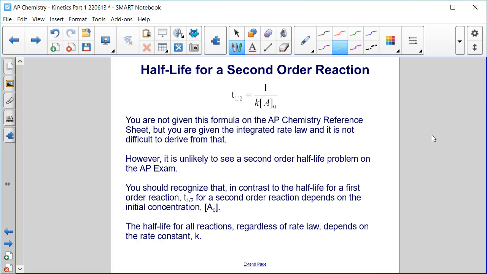and the derivation is not too difficult. It is, however, unlikely to see a second order half-life problem on the exam. What you should recognize, though, is that in contrast to the half-life for a first-order reaction, the half-life for a second-order reaction does depend on the initial concentration, and that the half-life for all reactions, regardless of rate law, depends on the rate constant k.